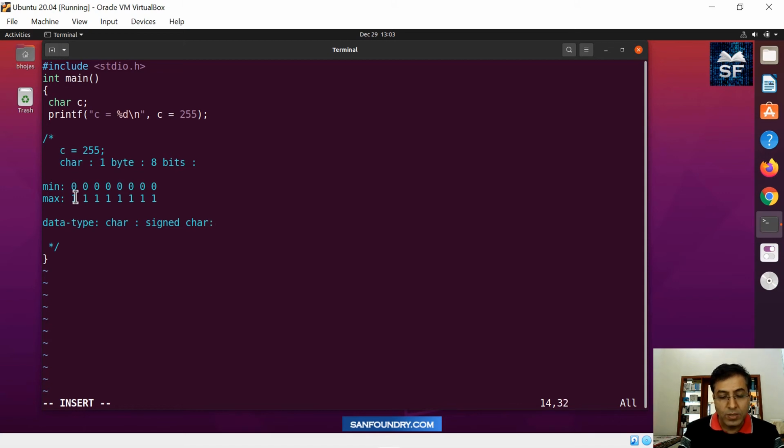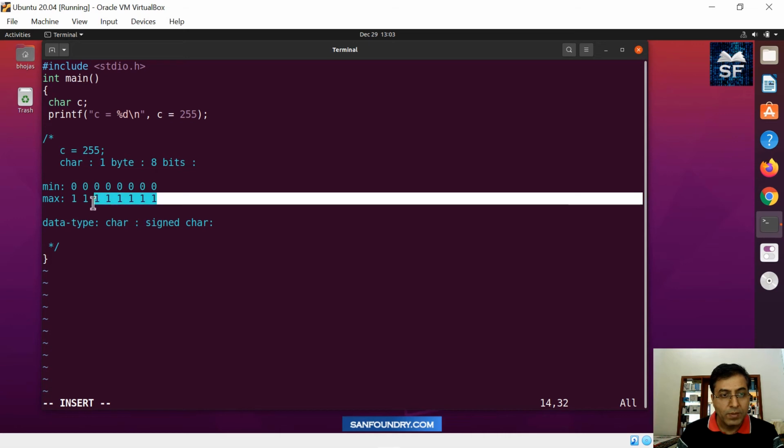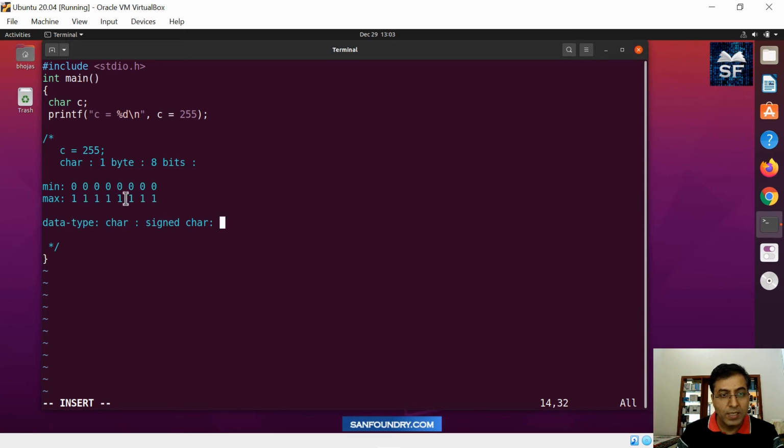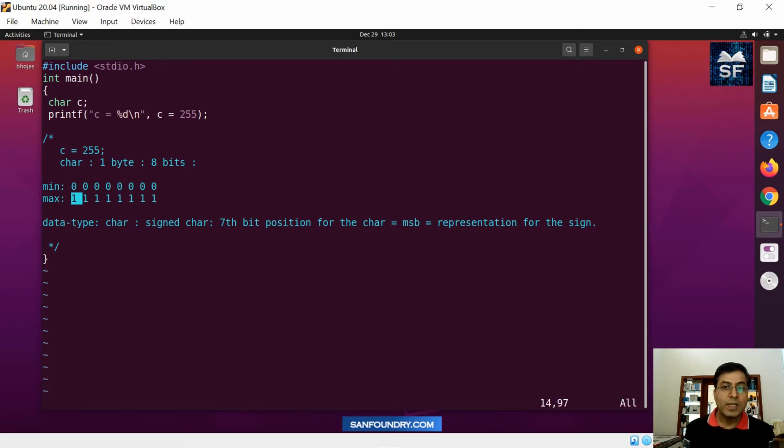So in this case, what you see is bit position 7. We start counting like this: 0th, 1st, 2nd, 3rd, 4th, 5th, 6th, 7th. The 7th position is nothing but a sign representation. It's a position not for data, it's a position for the sign. So the 7th bit position for the char is your MSB, which is the representation for the sign.